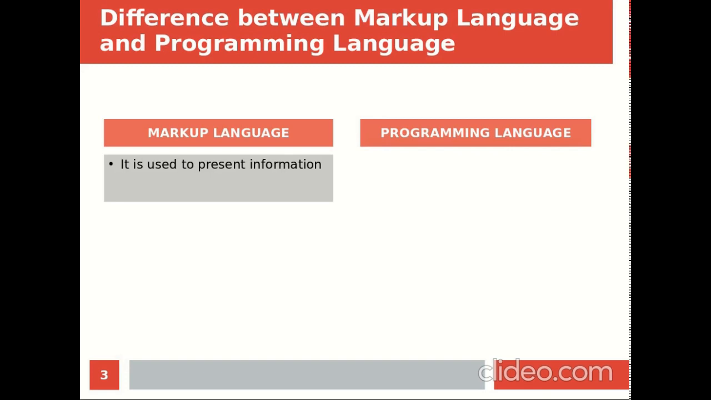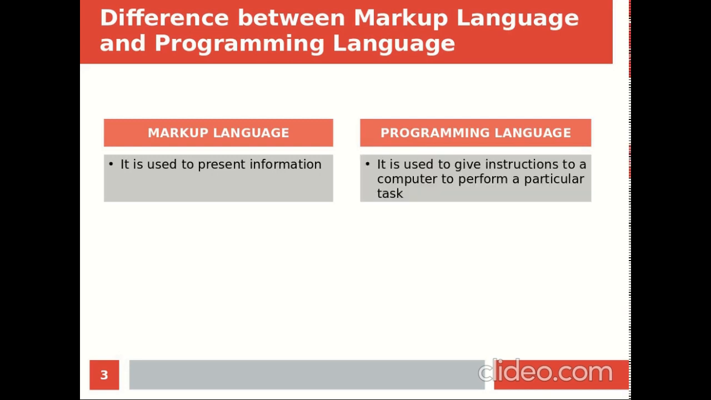Markup language is used to present information. So it is just the visualization, as I said. And programming language is used to give instructions to the computer to perform a particular task. Like if we are moving our mouse like this, if we click here in the web page, obviously we won't get any action if we are working with HTML because that is just the text, a plain text.